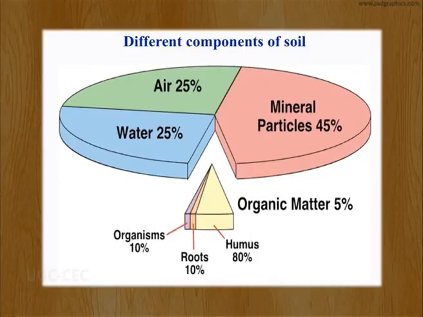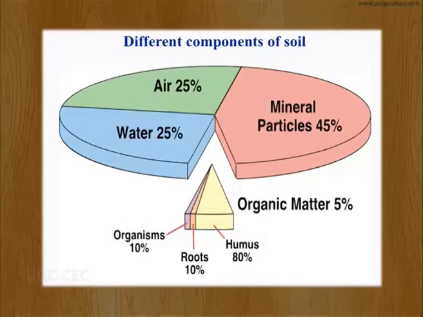Let us now come to the different components like water, air, mineral particles and organic matter. So soil is made up of these four components. The percentage shown here in this diagram refers to the average percentage present for any standard soil. So here, as we can see, the mineral particles.